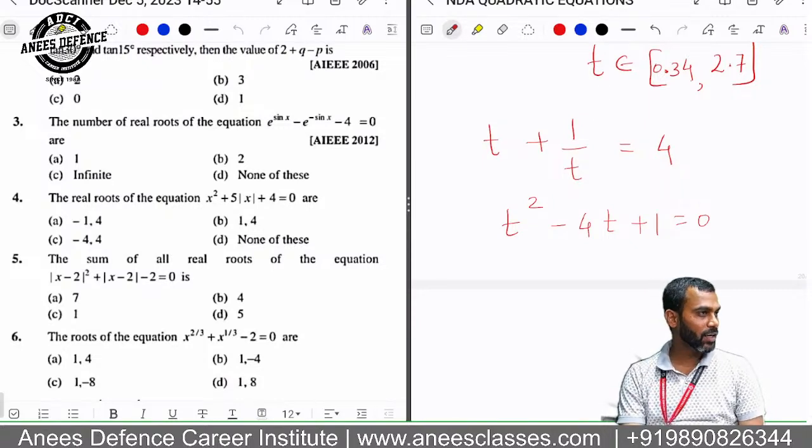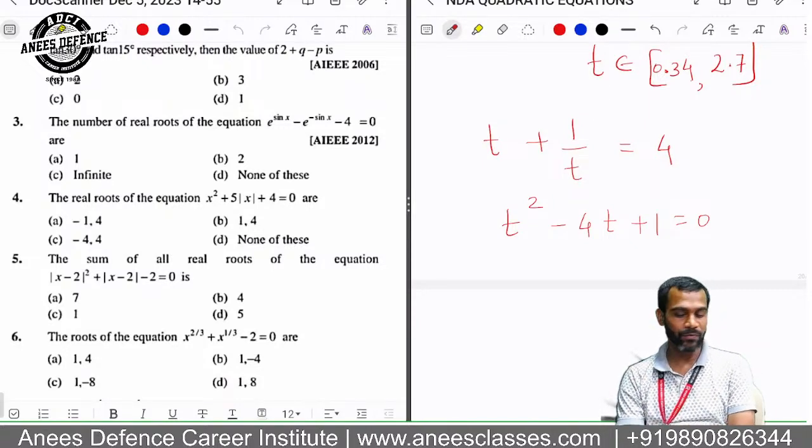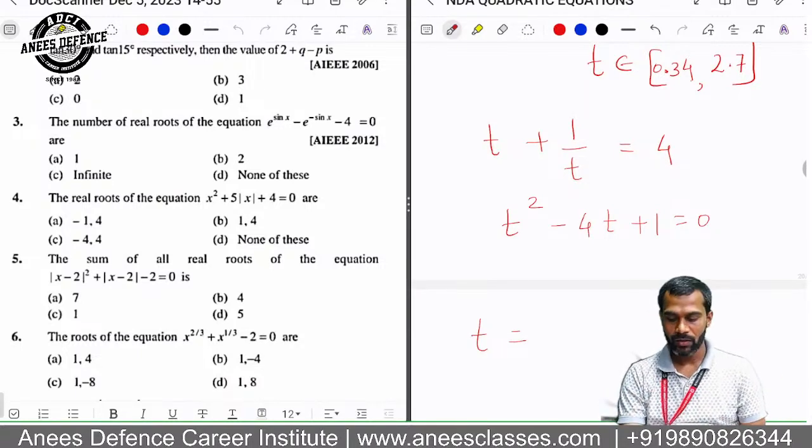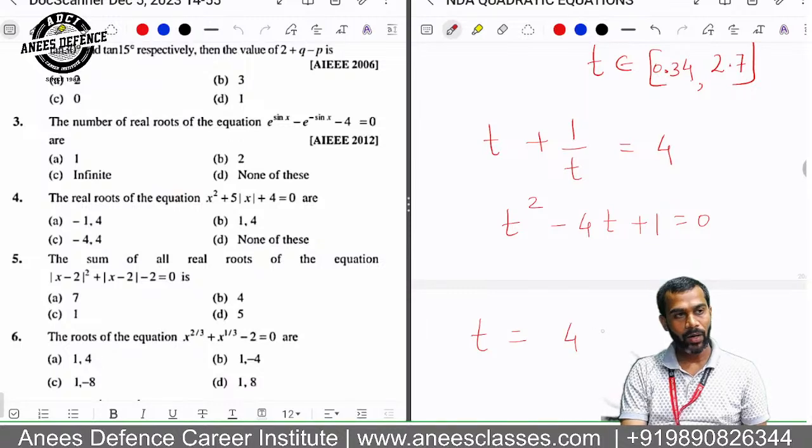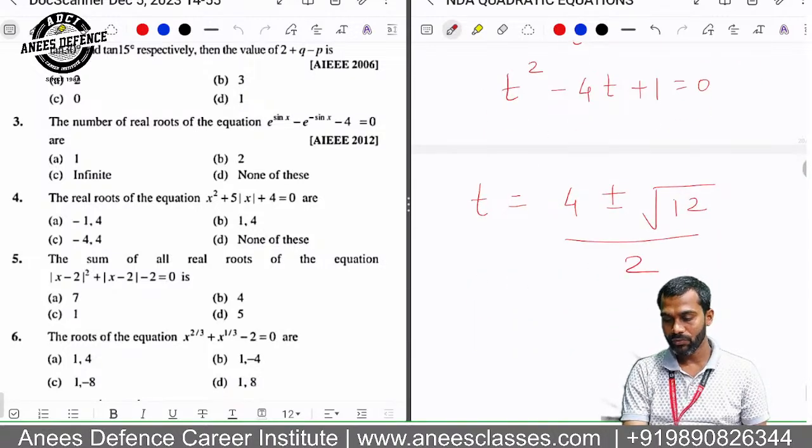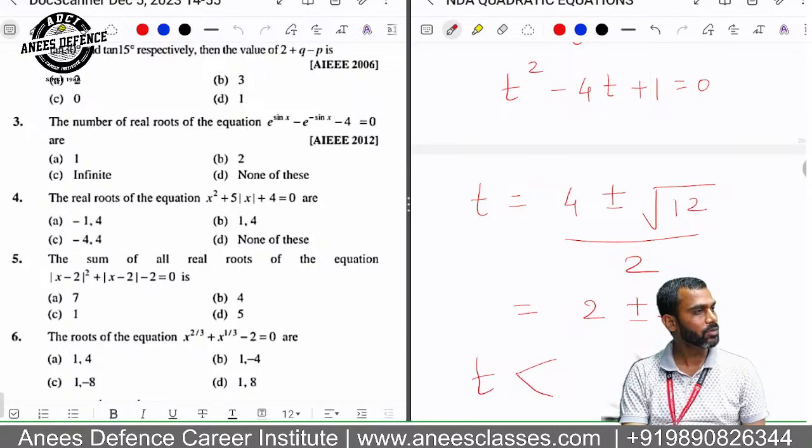Now using Dharachar method, formula method, find out the value of t. So I hope everyone knows what is the formula? Minus b plus minus under root b square minus 4ac, over 2a. So 4 plus minus under root 16 minus 4, that is 12, divided by 2. Root 12 is 2 root 3. So can I write 2 plus minus root 3? So t is equal to 2 plus minus root 3.